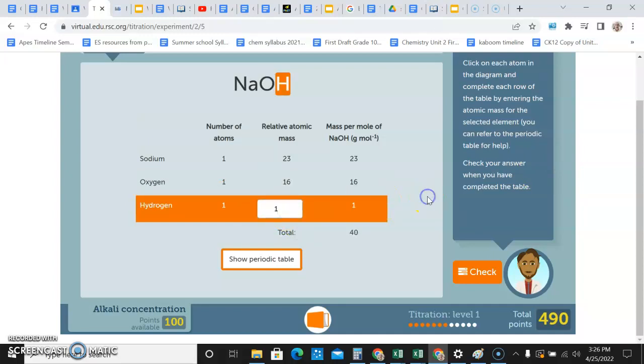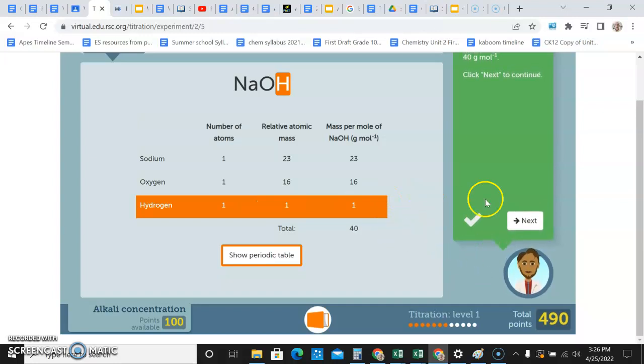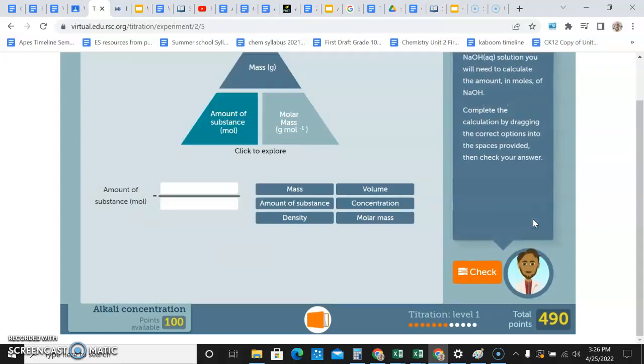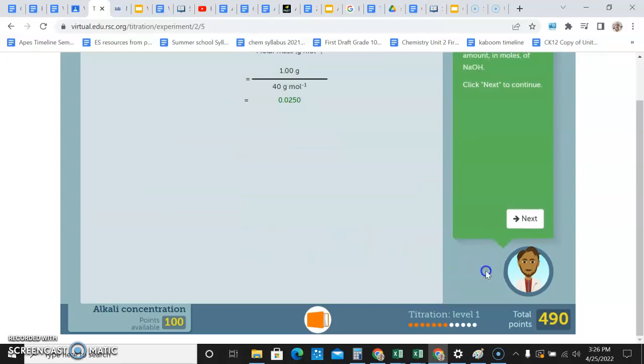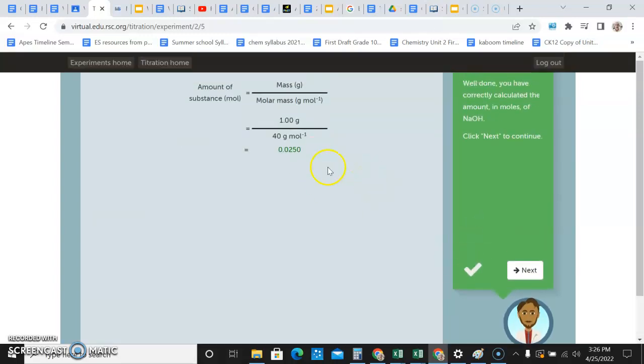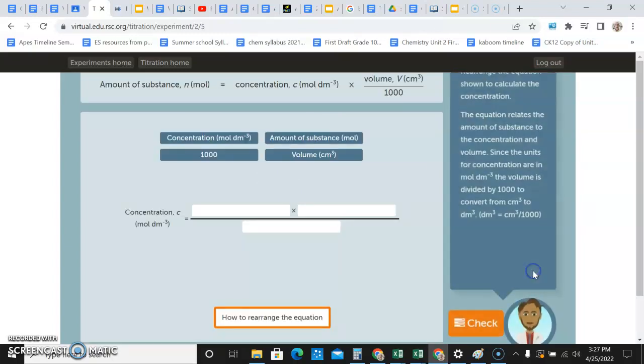Okay. And so we've got 40 grams per mole. And what did we take? 100 grams. So we're going to convert our 100 grams into moles. So what are we going to do? We have 100 grams divided by 40 grams per mole. It's going to be about 2.5 moles. Oh, we didn't have 100 grams. We had 1.00 grams, sorry. So it's 0.025 moles of sodium hydroxide.